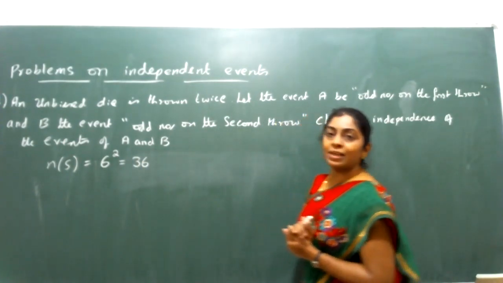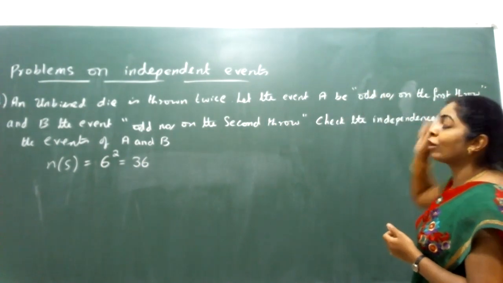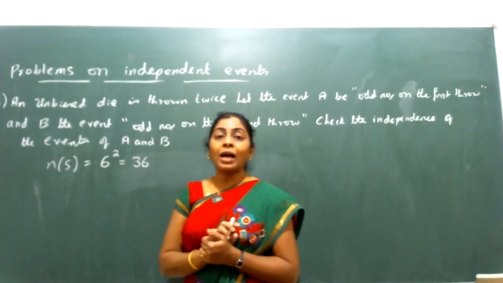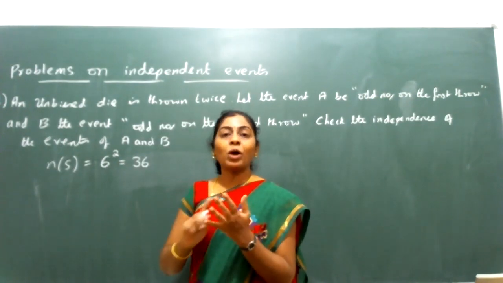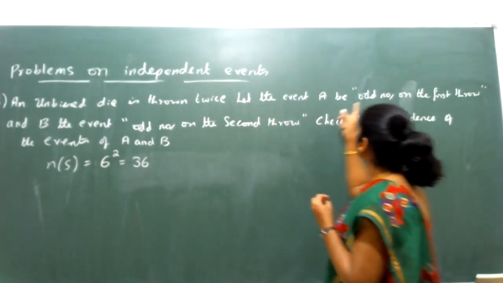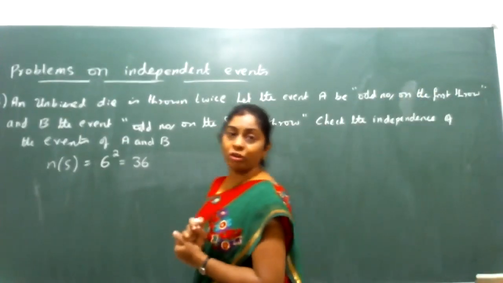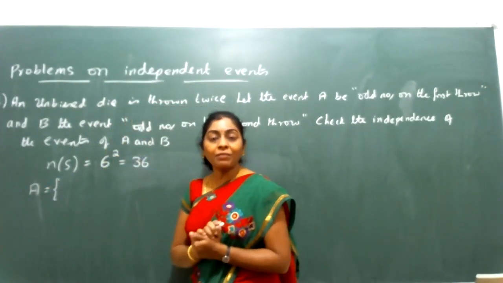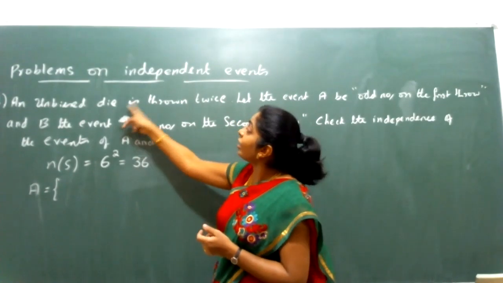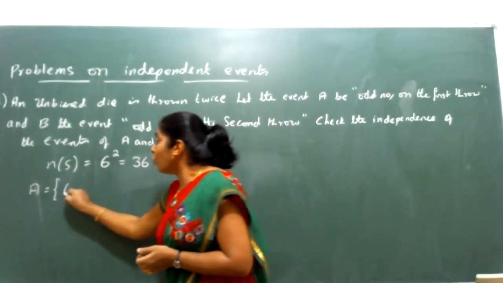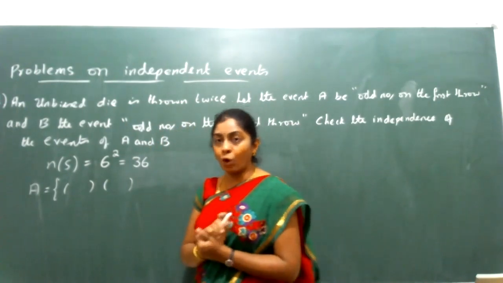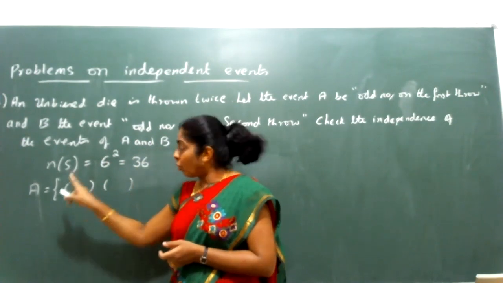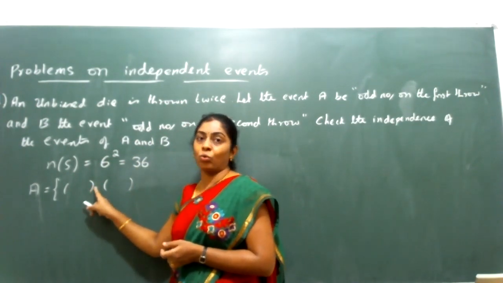Then the two events are defined. The first event says an odd number on the first throw. Now, in a sample space, I know that it has 6 faces, 1 to 6. We have to consider the condition where an odd number appears on the first throw. Now let me define event A. Here the condition is a die is thrown twice, so I write it in the form of ordered pairs, where the first coordinate is the first throw and the second coordinate is the second throw.